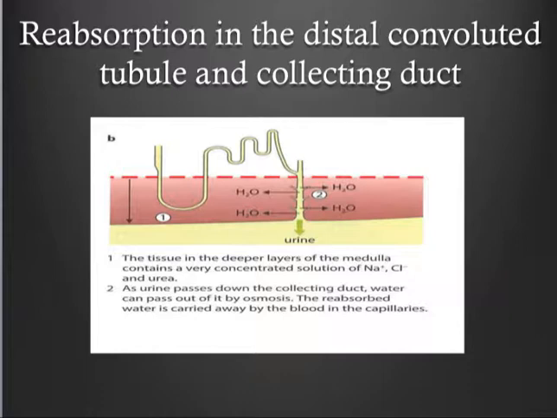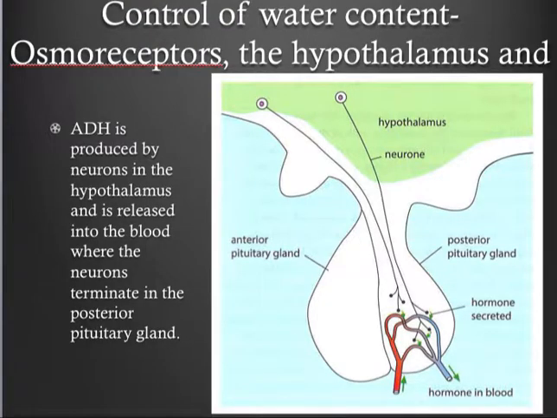Osmoregulation is the control of the water potential of body fluids. So this regulation is an important part of homeostasis, and it involves the hypothalamus, the posterior pituitary gland, and the kidneys. The water potential of the blood is constantly monitored by specialized sensory neurons in the hypothalamus called osmoreceptors. And when these cells detect a decrease in water potential of the blood, nerve impulses are sent along neurons to where they terminate in the posterior pituitary gland.